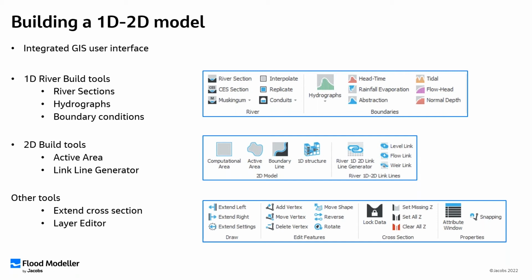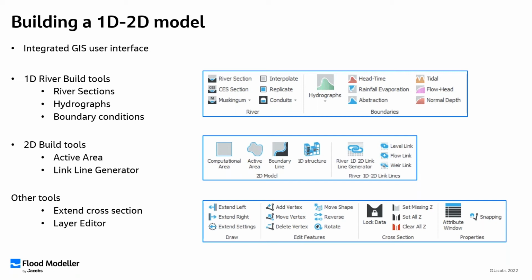Flood Modeler calculates the output variables that you specify, such as depth, elevation, flow, and velocity for the area bounded by the active area. If the active area shapefile is not specified, then Flood Modeler will calculate the variables for the whole 2D computational area, which may lead to significantly longer simulation runtimes.